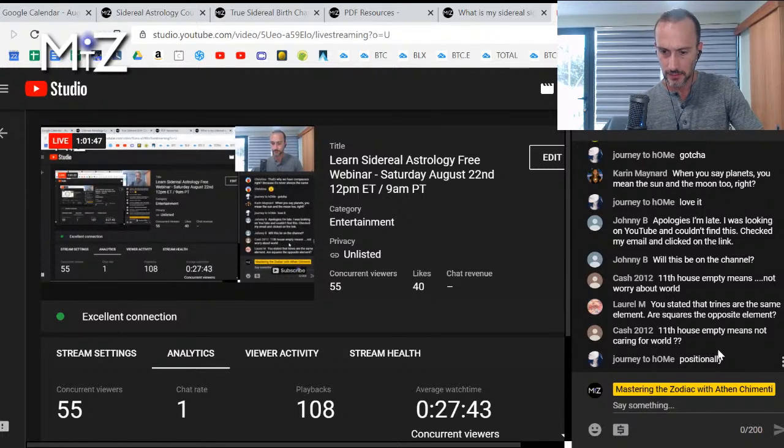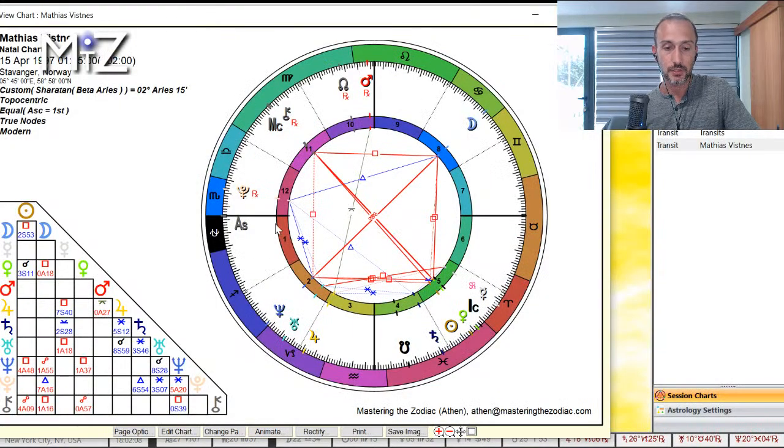All right, Laurel, you stated that trines are the same element. Are squares the opposite element? Oh, in terms of the squares between elements. So the squares, remember, are modalities. So you're going to have one of each. It's a really good question. You're going to have one of each because they're a modality. So if we take the square of the first and fourth, we know that's the same modality. So it's a square because it's the same modality, but it's always going to be different elements.